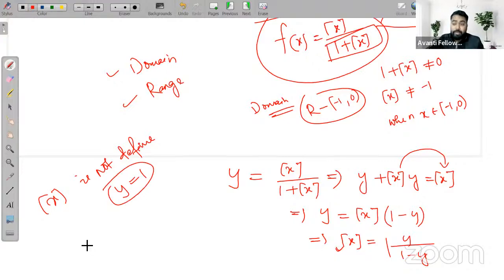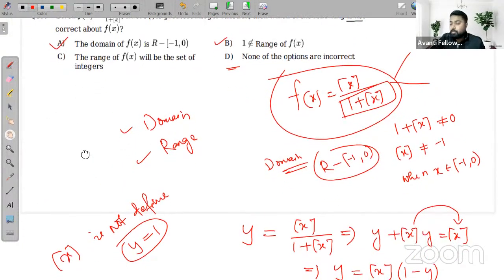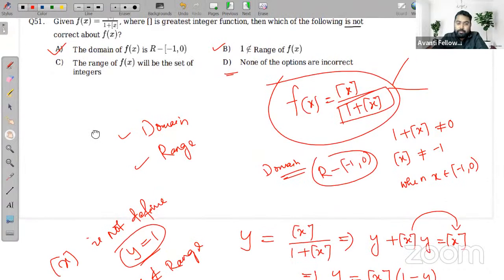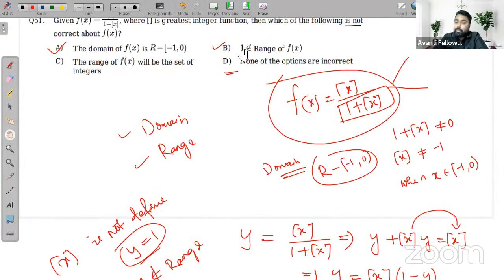So y can't be 1, which means 1 does not belong to the range, because at y is equal to 1, the greatest integer of x is not defined. Is that clear to everyone? So option B is also correct. If option A is correct and option B is correct, then check whether option C is correct or not.